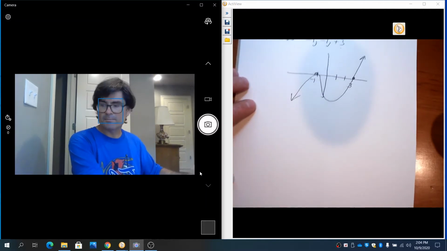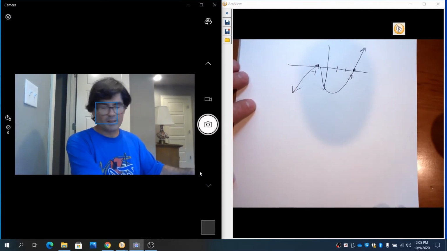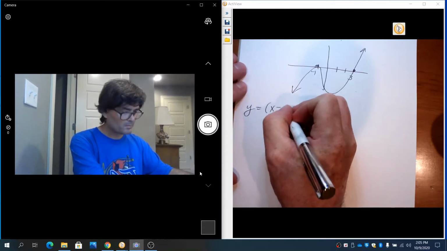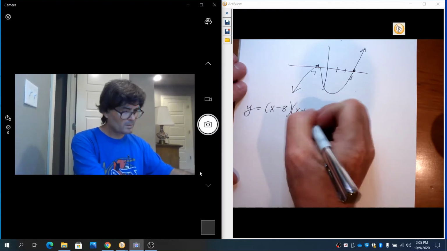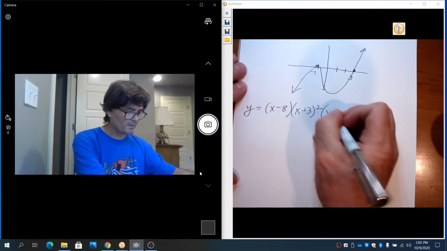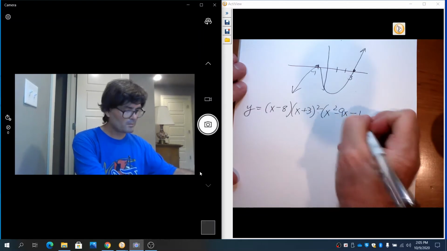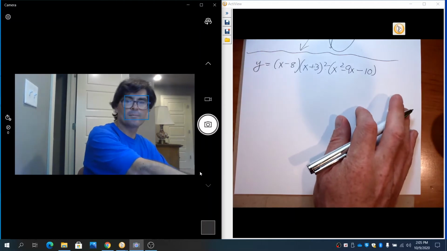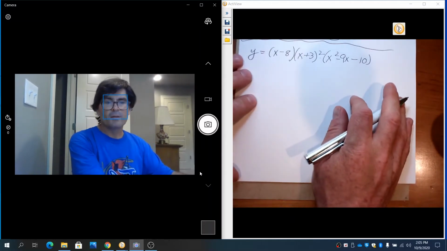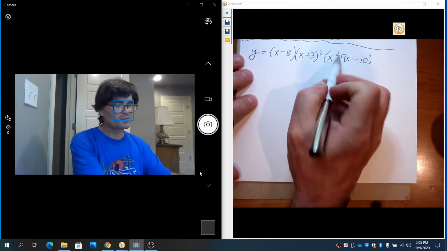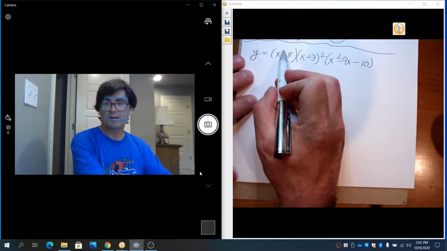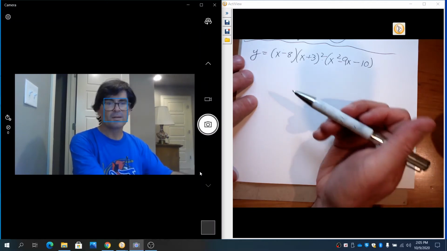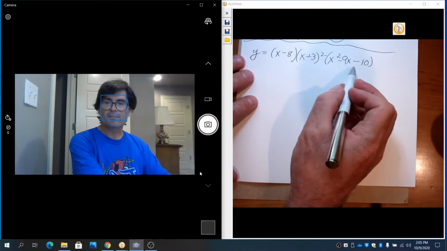Let's look at another example here. This one's a little bit longer, but not any more difficult really. I'm going to move this up out of the way. So two zeros from this, two zeros from this, one zero from this. I'm expecting five total. The degree here would be x to the fifth, so one zero for every degree. Let's factor this out.